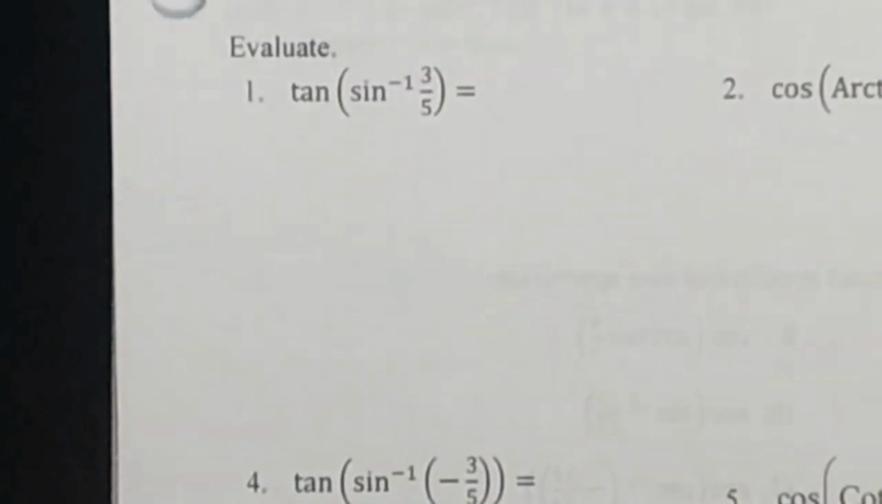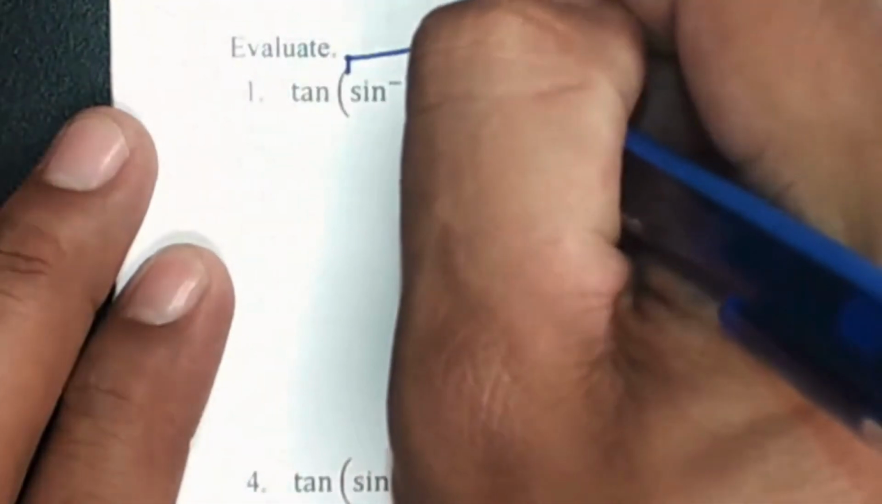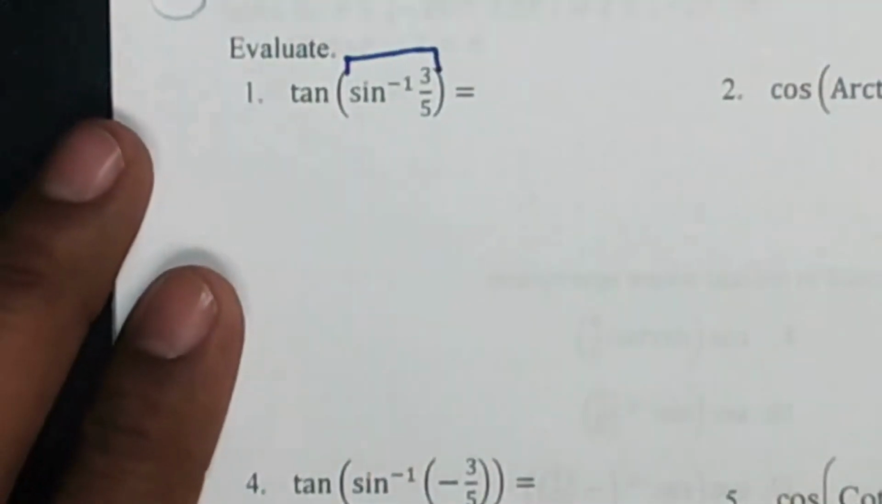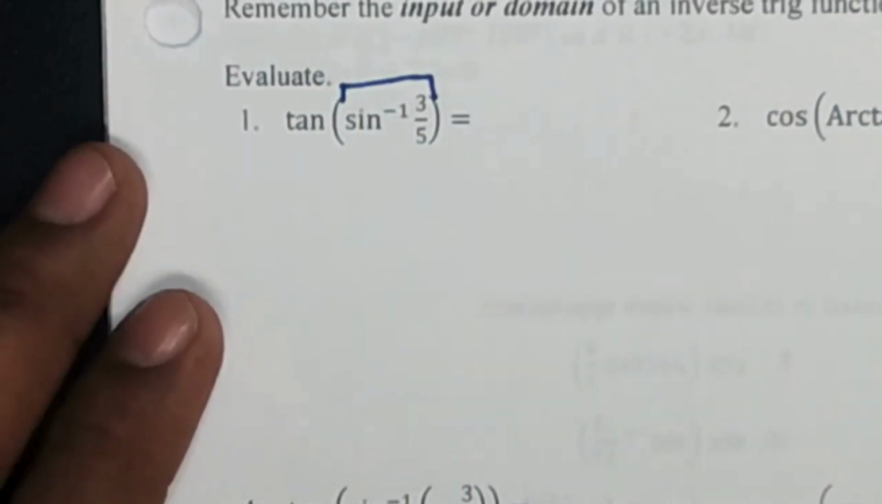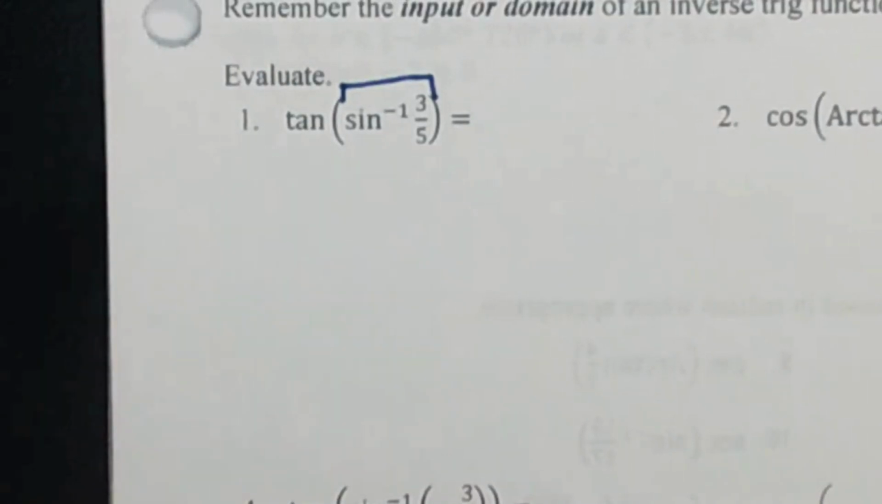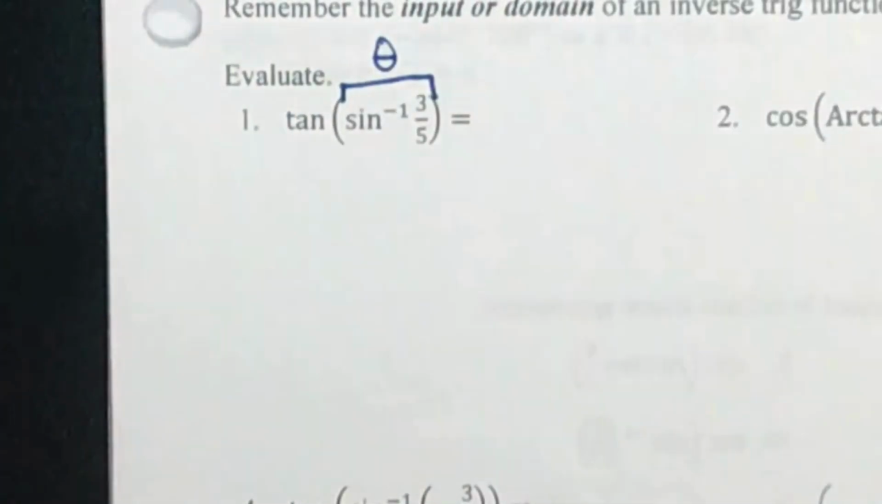All right, so let's look at number one. Remember that when we're doing inverse trig, we're always finding an angle measure. Well, in this case, since 3/5 is not on my unit circle, I cannot find an exact angle measure for that. I can type it into the calculator and get an approximate angle, but I don't know exactly what it is. So in this case, I'm just going to put theta, just give it a symbol and figure out what we can do from there.